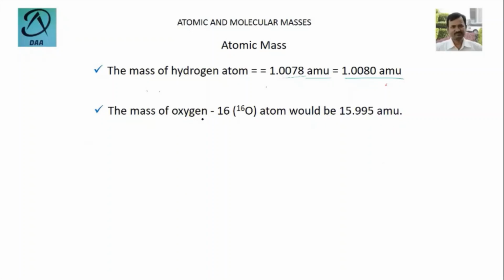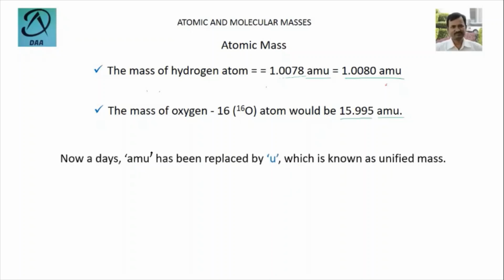Mass of the oxygen, that means the oxygen isotope 16O, its mass is 15.995 AMU. Nowadays, this atomic mass unit AMU is replaced by the small u, which is known as the unified mass.